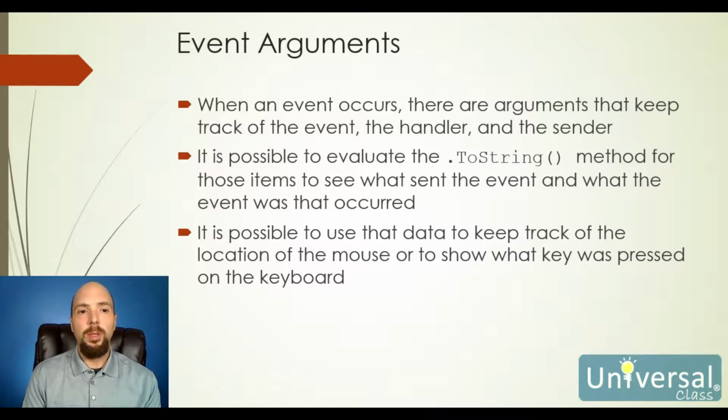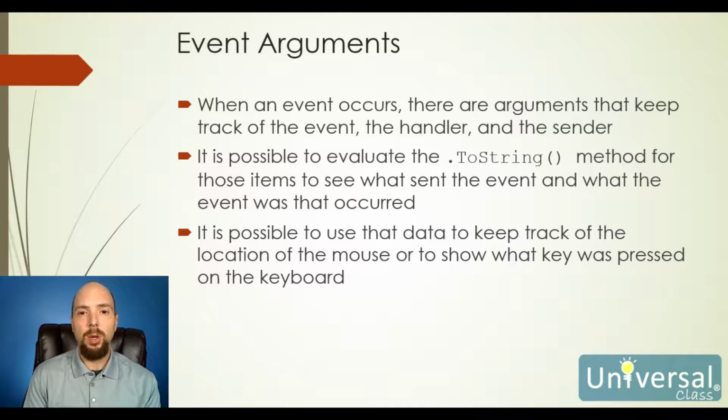The event arguments are going to be things that the program is keeping track of. Things like, if I click on something, where did I click? What did I click? Did I left click? What else is going on the screen at the time? If I pressed a key on the keyboard, which key did I press? Were there key combinations? Did I press the Alt key with it? Most of these arguments have a ToString method attached to them that we can use to pull out information to see what exactly the event was.